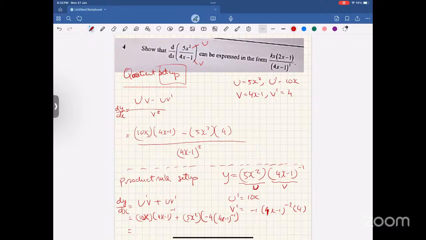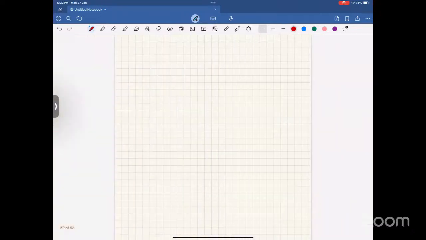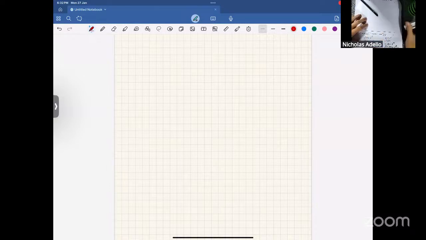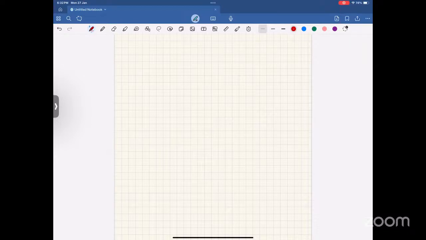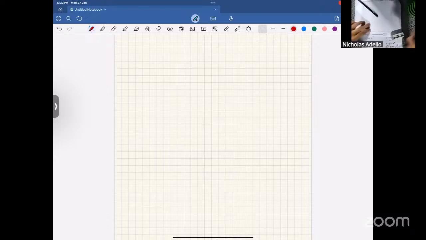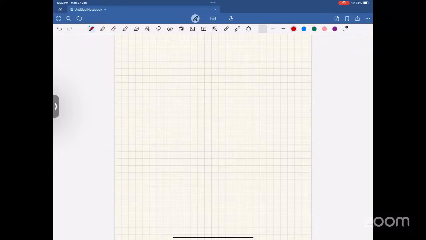Can I close my working? Yes. Hey, do your setup first, please. Where's your V prime? I already put it. Oh, you can't see. Okay, now I can see. Good, good. Now you do a proper rule. Wonderful.